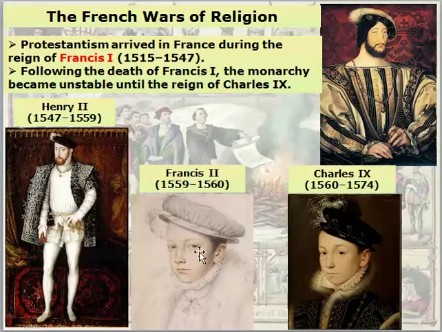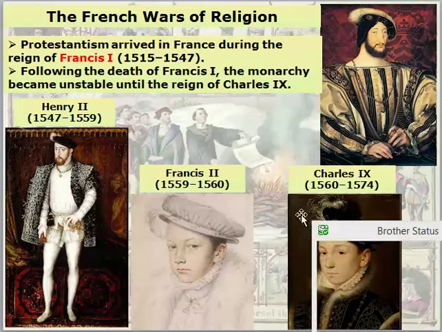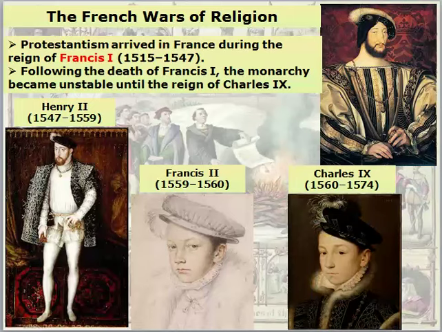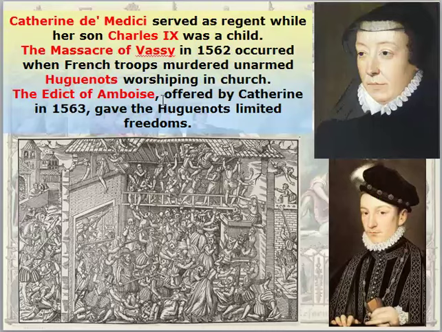That son dies, and then Charles the Ninth is supposed to take the crown, and Catherine, his mother, is going to have to rule because he's just too young right now. So Catherine de Medici will be the one, and she's related to Lorenzo de Medici of Florence. Catherine de Medici served as regent, meaning she ruled until her son came of age. And then we have, of course, the massacre of Vassy, which occurred in 1562 when French troops murdered unarmed Huguenots worshipping in the church.